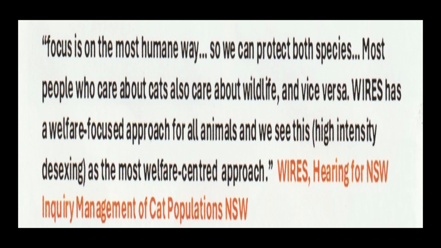Wires, at the hearing for the NSW Inquiry Management of Cat Populations in NSW, replied, "Focus is on the most humane way, so we can protect both species. Most people who care about cats also care about wildlife, and vice versa. Wires has a welfare-focused approach for all animals, and we see this high-intensity desexing as the most welfare-centered approach."